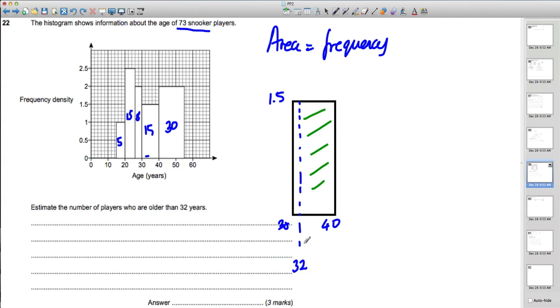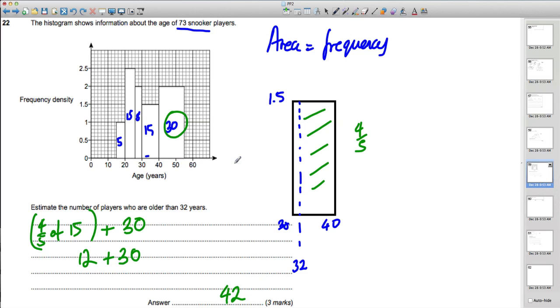So this side here, if that's 32, the rest of the bar, that's 1/5 of the whole rectangle. This must be 4/5. So therefore you want 4/5 of the total bar. So you want 4/5 of 15 plus 30. 4/5 of 15 is 12, plus 30, and 12 plus 30 is 42. So 42 is a good estimate.